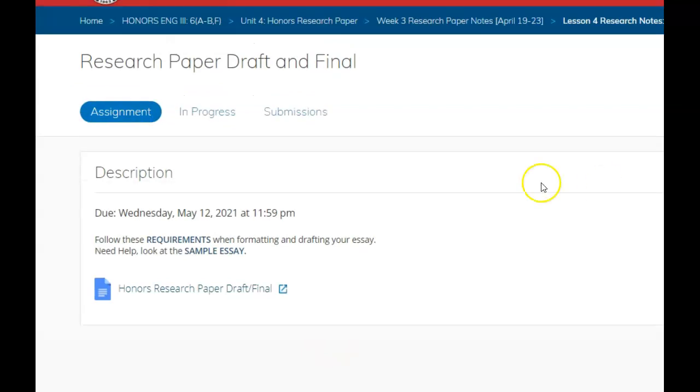Before you open it and edit it, you'll see that I have the following requirements. There's a sample essay here, and then there's the actual document, which is just blank until you open it. So I want to go over the requirements with you now.